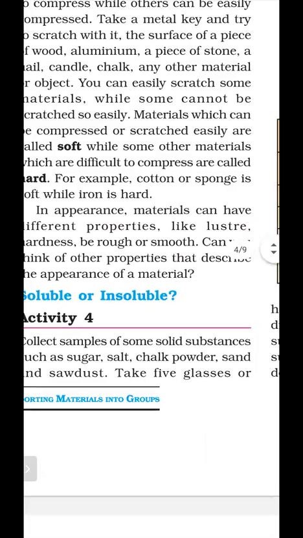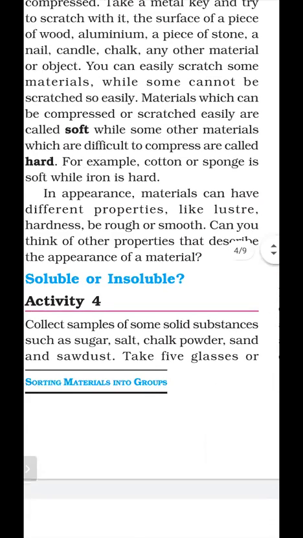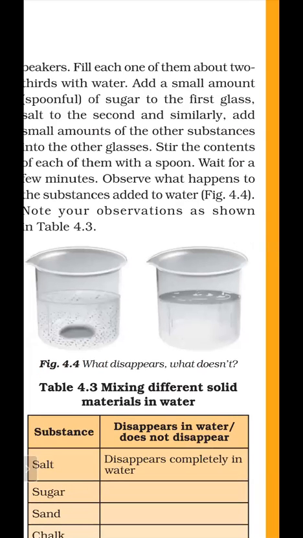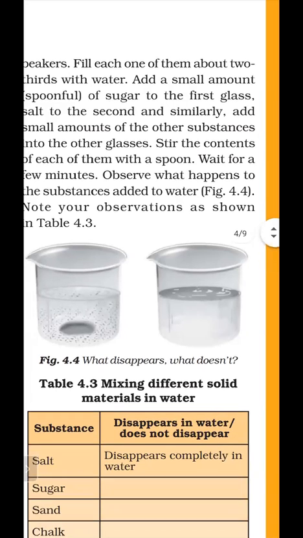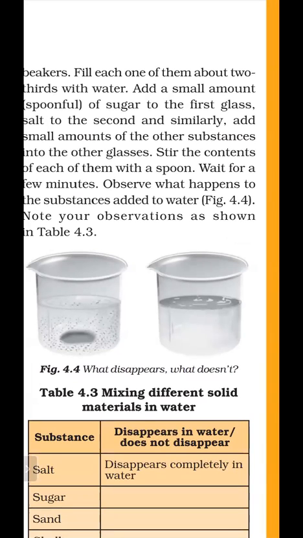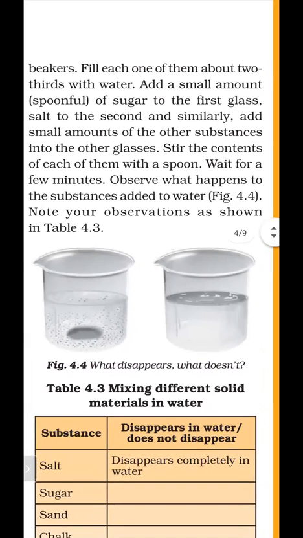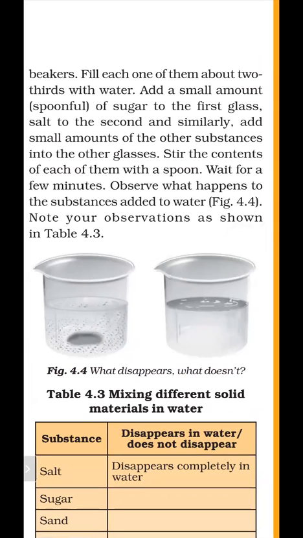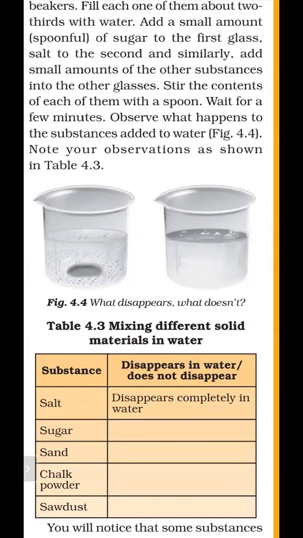Next is soluble or insoluble. For this activity 4, we are collecting different types of materials and filling each beaker with water. We add a small amount of sugar to the first glass and salt to the second, and similarly add a small amount of other substances into the glasses. So after adding different substances into the water, we check whether each dissolves into the water or does not dissolve.